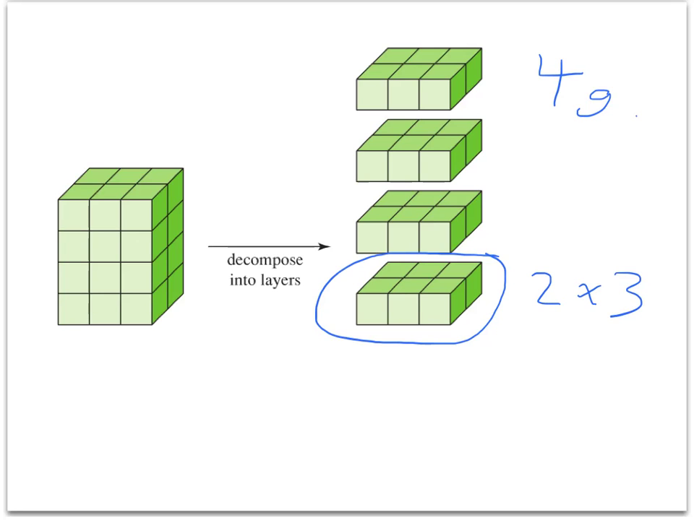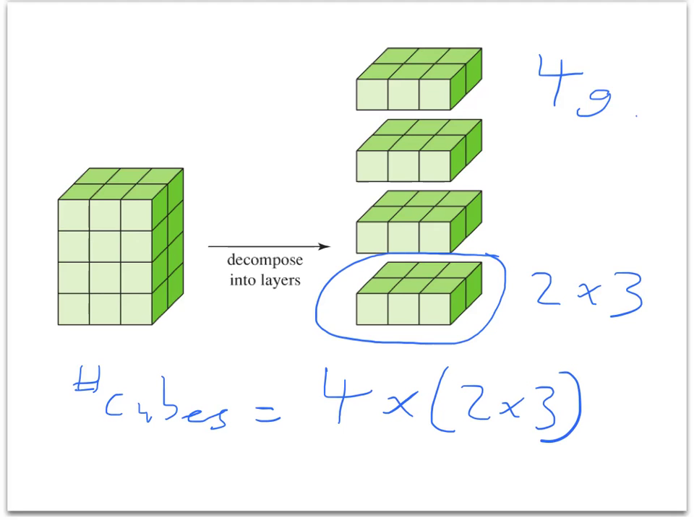So what we have here is 4 groups. Each group consists of 2 times 3 cubes. So if we put all this together, the number of cubes is going to equal the number of groups, which is 4, times the number of cubes in each group, which is 2 times 3. And so there we've calculated our number of cubes, which is our volume, using multiplication.